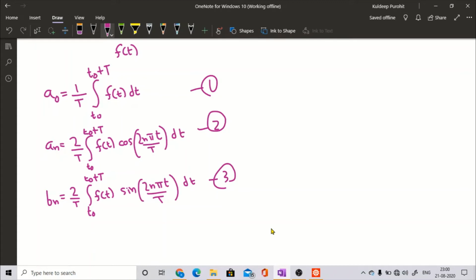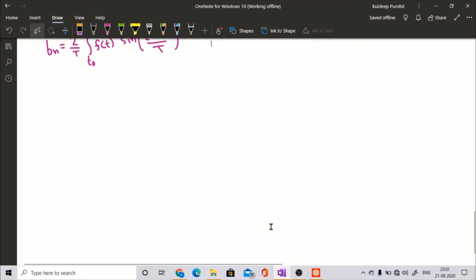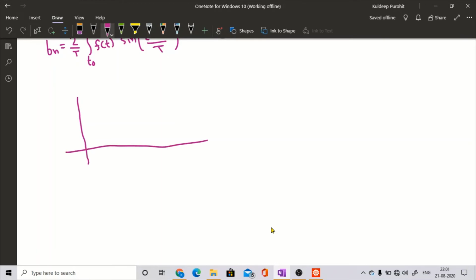Once you know what kind of function you are interested in, you can easily calculate your coefficients. So the first thing is how to define the function. The first and foremost requirement for f of t is that it must be periodic. So let me take an example like this, a periodic function, and here it is 1 and here it is 0.